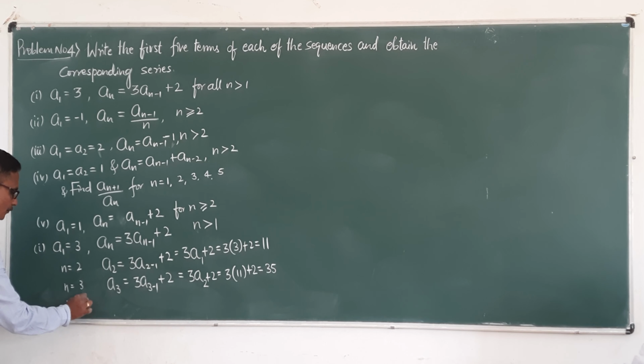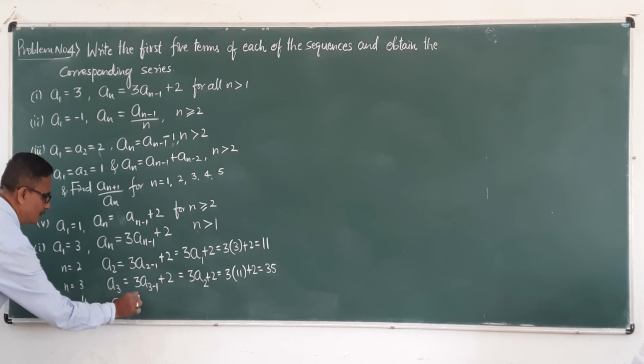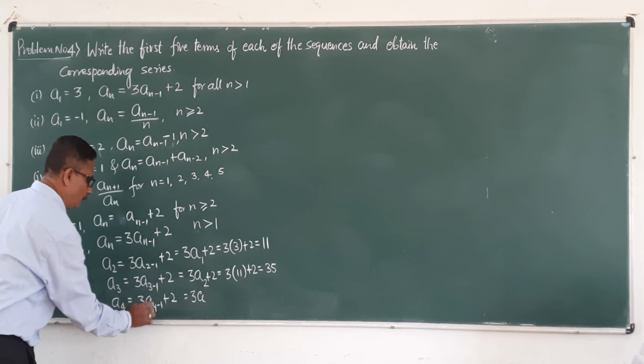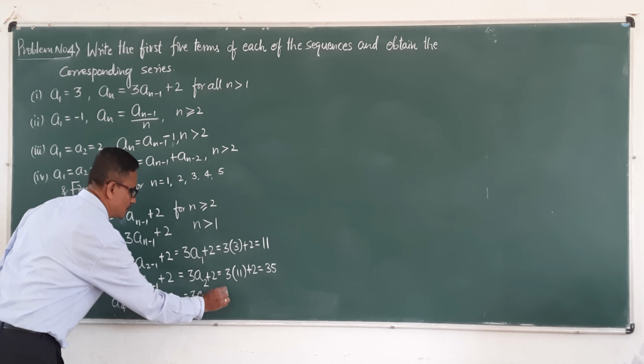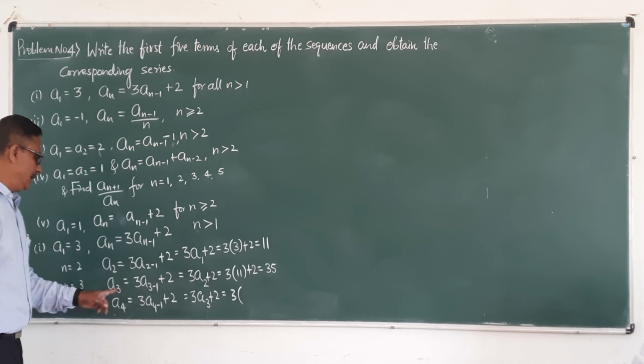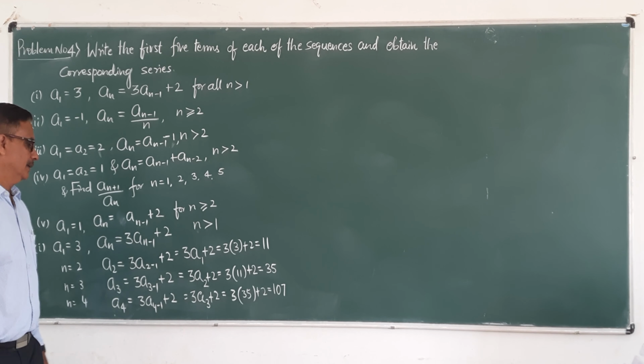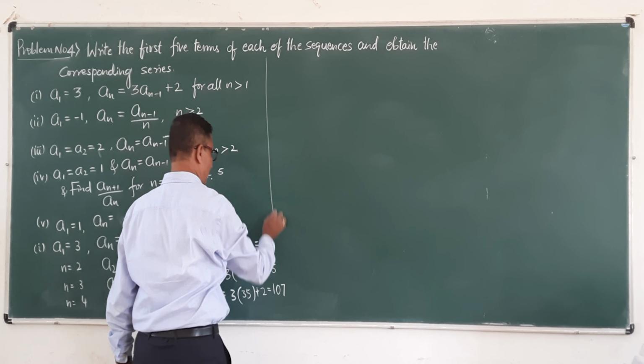Take n is equal to 4. a4 is equal to 3 a4 minus 1 plus 2, put n value 4. 4 minus 1 plus 2, that is 3 a, 4 minus 1 is 3, plus 2. The value of a3 is 35, right? Plus 2. 35 3s are 3 5s are 15, 3 3s 9 plus 1, 10. 105 plus 2. That is 107. Correct? Next, put n is equal to 5.